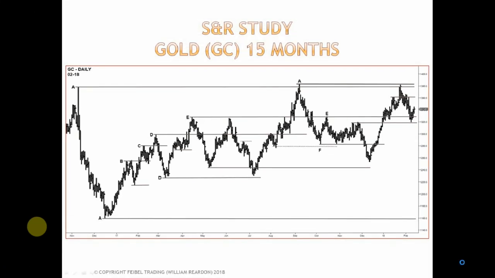Support and resistance study. Gold. It's a daily time frame that spans 15 months. This is going to give you a good insight of how we apply these levels, and there's more to this chart than meets the eye.